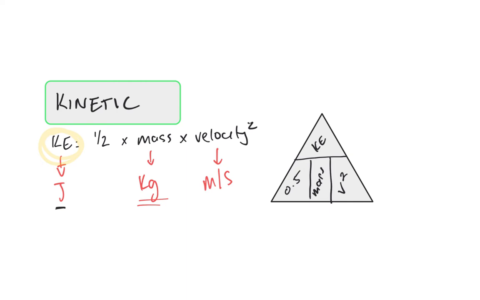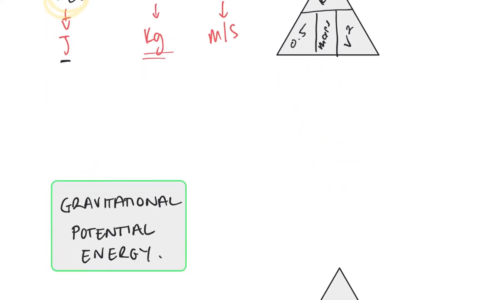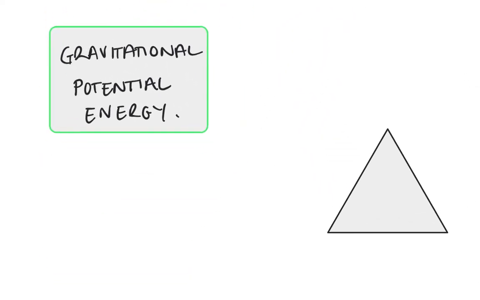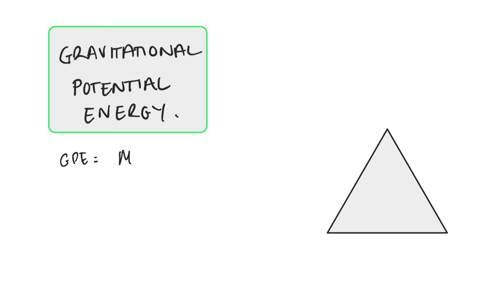The next one to focus on is gravitational potential energy. And this is a more simple equation because we haven't got the halves and the squares. So GPE is equal to mass times gravitational field strength times height. We could put that into a triangle again. And if you are confident in doing that, again, give this video a pause now and see if you can pop that in yourself.